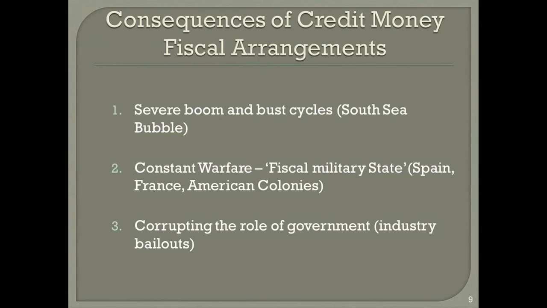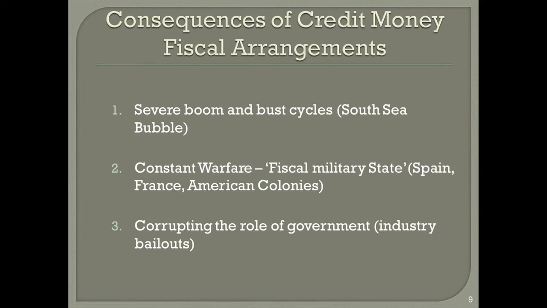The second consequence was the system of credit money also allowed the United Kingdom to embark on nearly a century of warfare, from Spain to France to the American colonies, as England became what some scholars called a fiscal military state. And finally, the system of credit creation was corrupting the role of government.